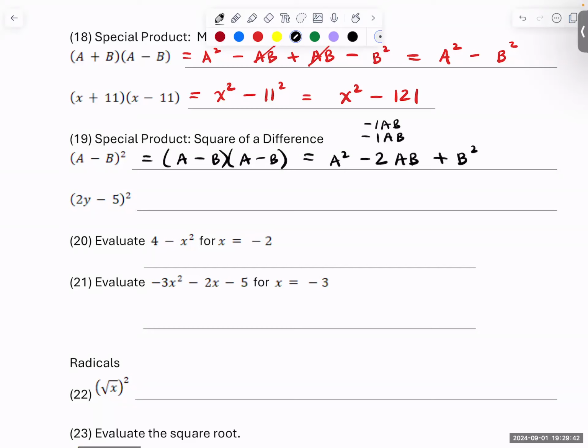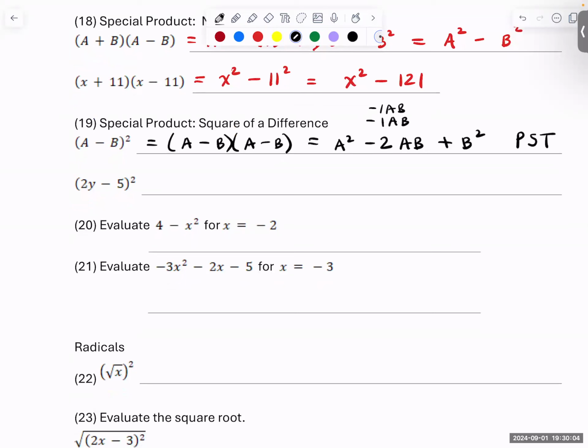So the first term and the last term are perfect squares, and we say the middle term contains a factor of minus 2, and this is a perfect square trinomial. Abbreviation PST, perfect square trinomial. A perfect square trinomial will factor as the square of a difference. The example is the square of a difference.